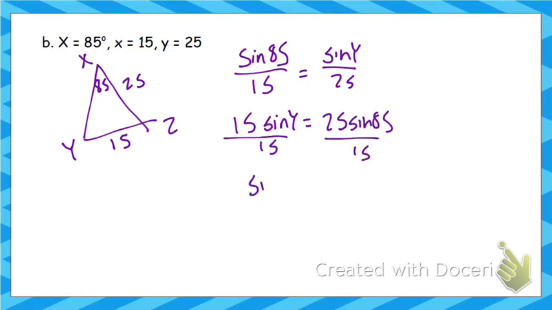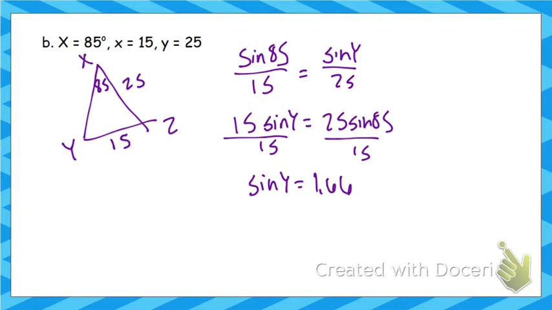So I get that sine Y is equal to 25 times the sine of 85 degrees divided by 15, which is 1.66. So in order to find an angle, we use inverse. But if you do sine inverse on this, you're probably going to get an error. And that is okay. You're actually supposed to get an error. It's not possible for sine to be greater than 1, because sine is the ratio of opposite over hypotenuse. Your opposite can't be bigger than your hypotenuse.